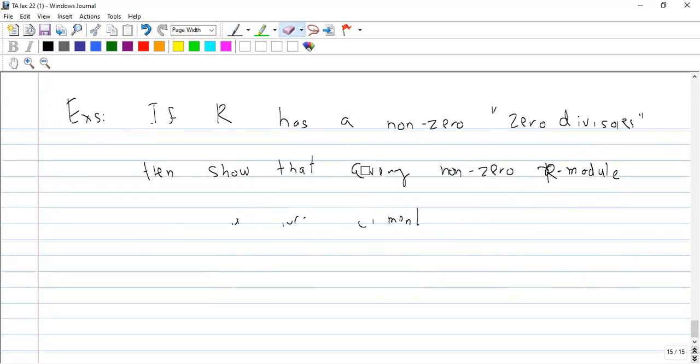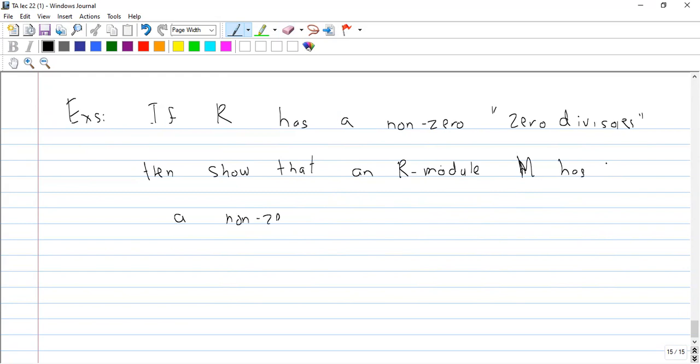Let me write this down. Then show that an R module M has a non-zero torsion element. This relates to the fact that if a ring has zero divisors, then it must have non-trivial torsion elements, because zero is always a torsion element. Here, non-zero zero divisors means we are looking for an interesting zero divisor. So if the ring has zero divisors, then any module over it always has a non-zero torsion element.